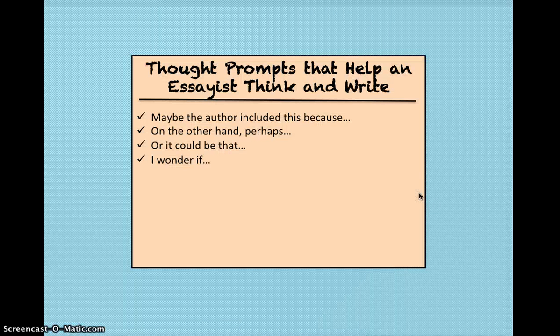As we're thinking about why the author included certain details in their story, here are some thought prompts to help you as an essayist think and write about what the author wrote. Maybe the author included this because... On the other hand... Perhaps... It could be that... I wonder if... Now remember, these are only writing prompts. If you have your own ideas of how to get your sentences started, that's fine too. But if you get stuck, go ahead and use these sentence starters to help you get going on thinking about why the author included certain details to help us understand their purpose, their central idea about that character.